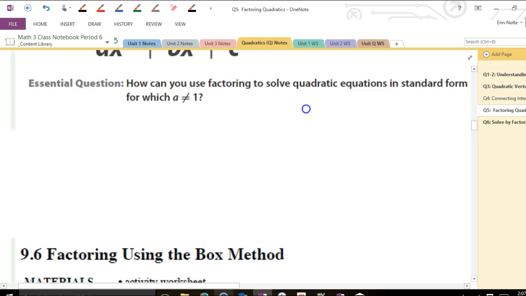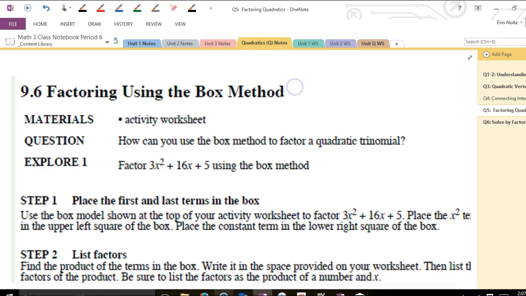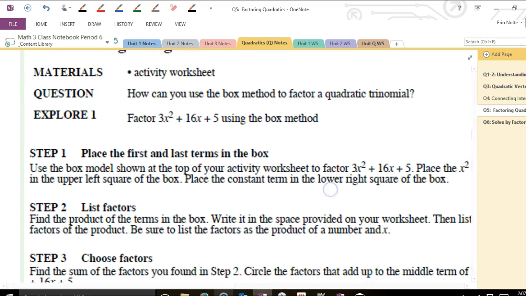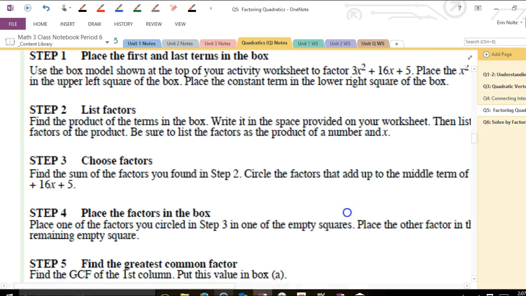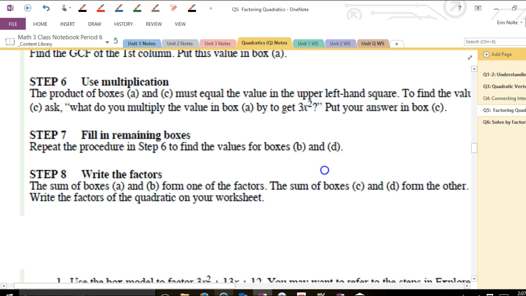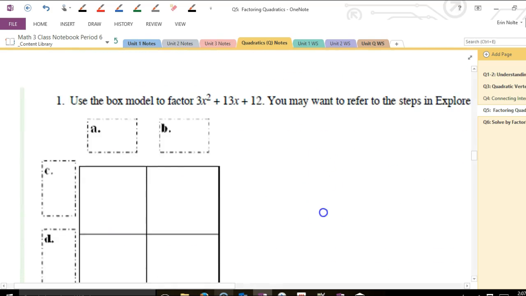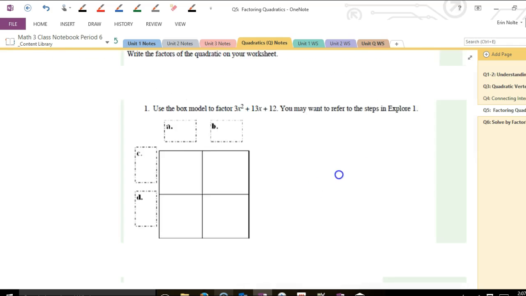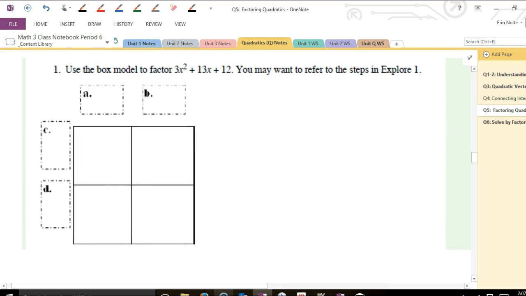Let's go to the other method. All right, so the other method is the box method. In OneNote, I have given you this step-by-step of how to do it. I'm not going to read through this, I'm just going to do it. We're going to do an example. We're going to work on it together. Sometimes you have to do the box method.